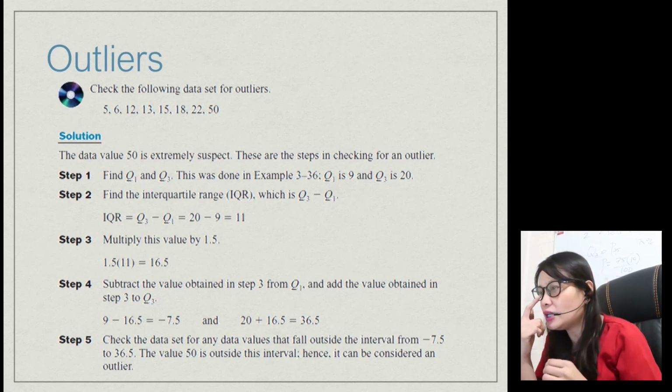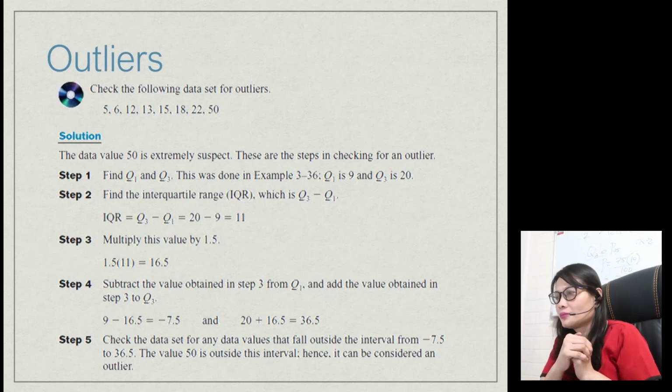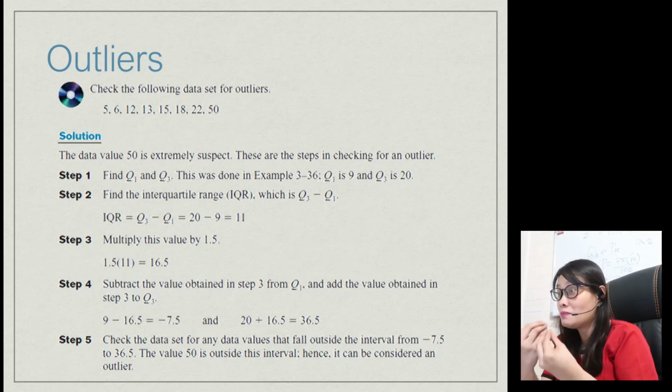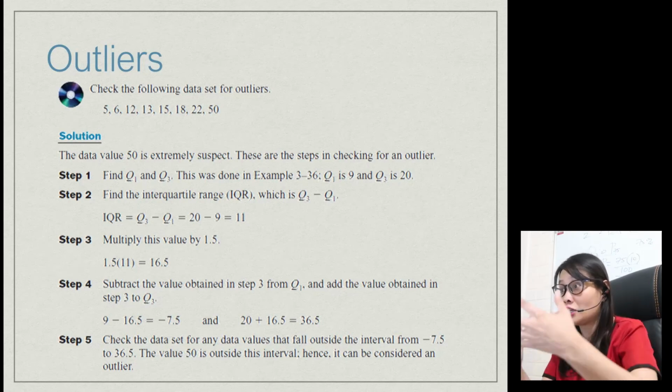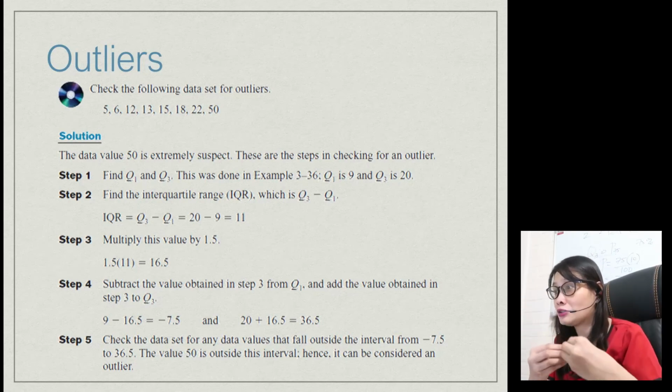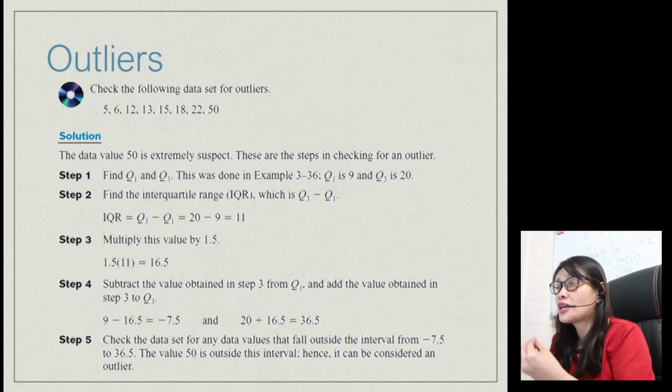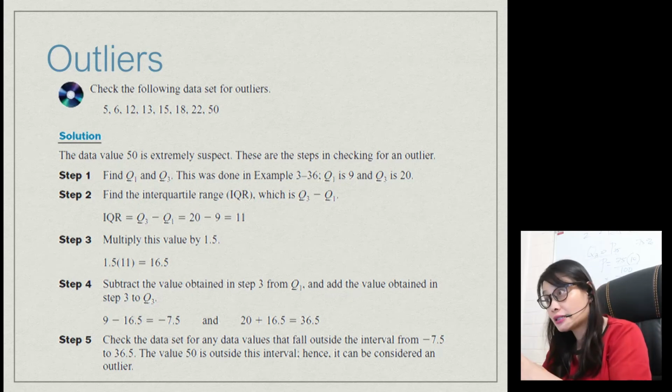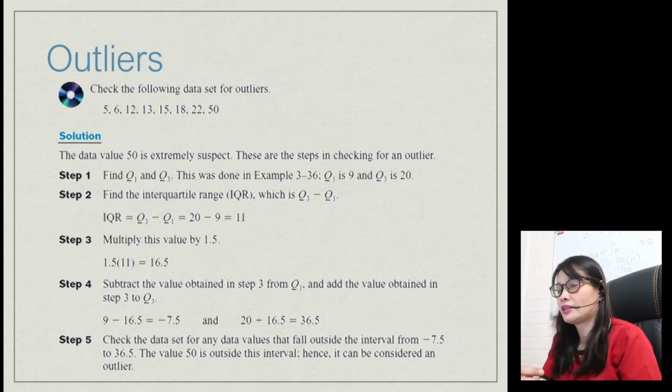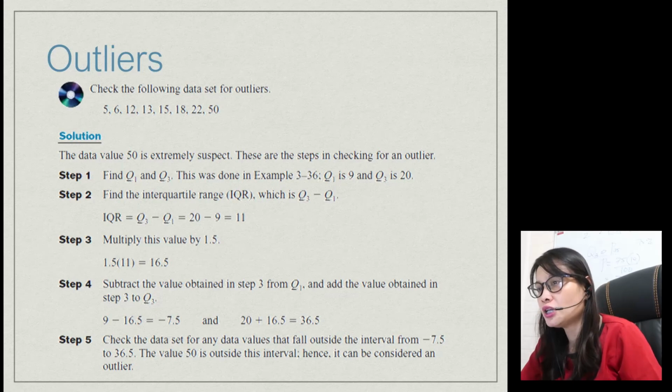Okay, 50. Why is it 50? Extremely high, right? Obviously, 50 is extremely high compared to the others. So 50 is an outlier. So how do we know if 50 is an outlier or not? We need to check it. The data value is only suspected as an outlier, so these are the steps in checking for an outlier.